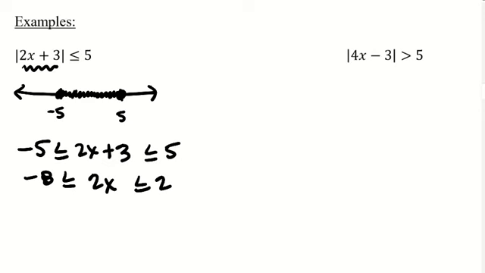Then I'm going to divide all three sides by 2. So I'll have -4 is less than or equal to x, which is less than or equal to 1. And if I needed to write that as an interval, I would write -4 to 1.